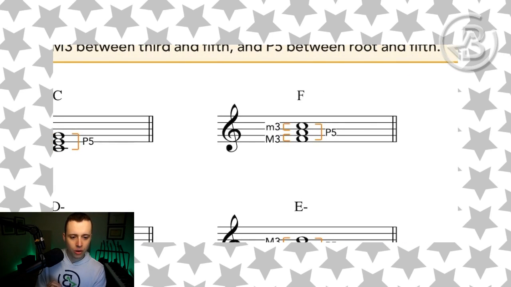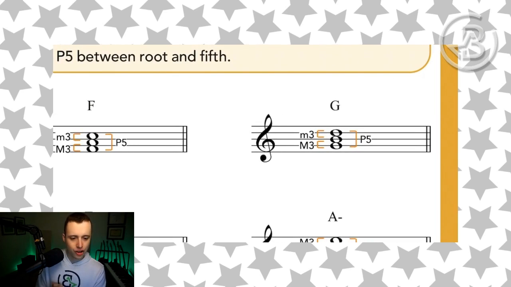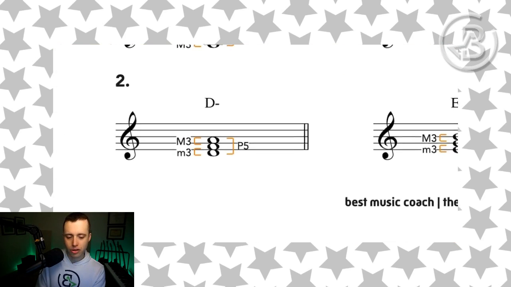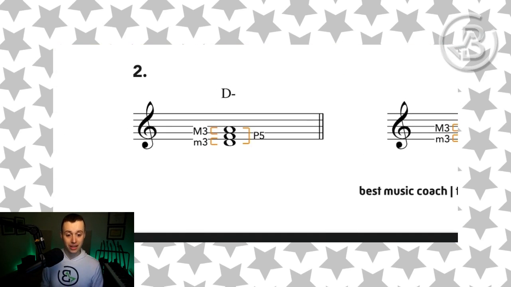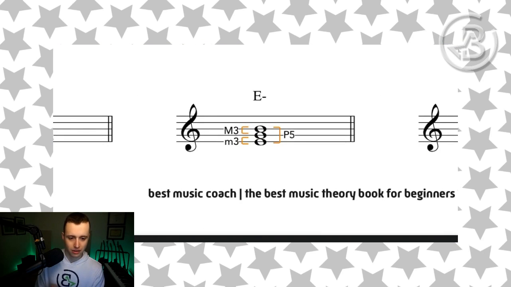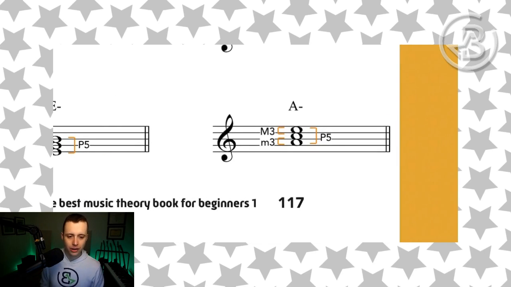An F major chord, from F to A to C, we have a major third, then a minor third. And G major, G to B to D, major third, then minor third. Now for our 3 minor triads, we have a D minor, D to F to A. We have a minor third, then a major third. E minor, E to G to B, minor third, then a major third. And A minor, a minor third to a major third.